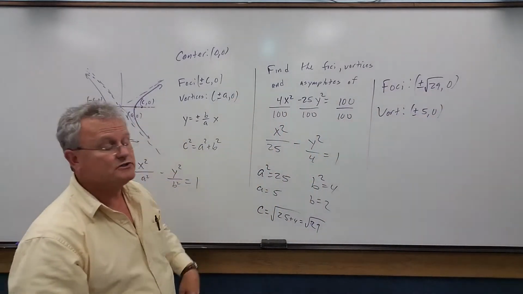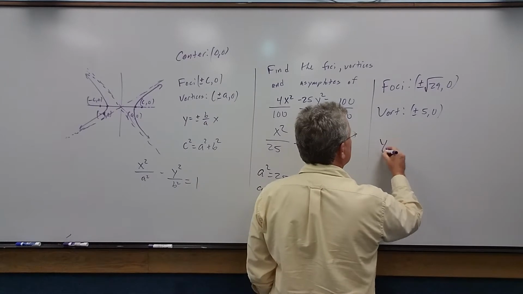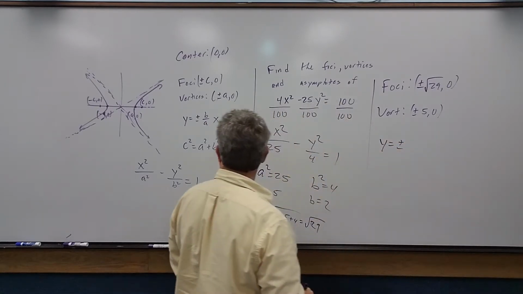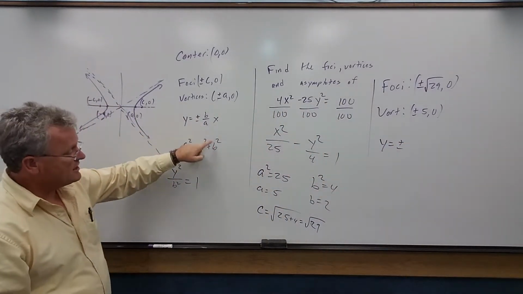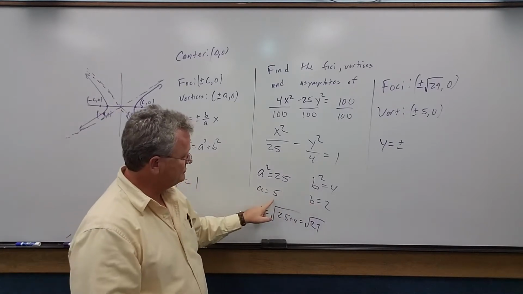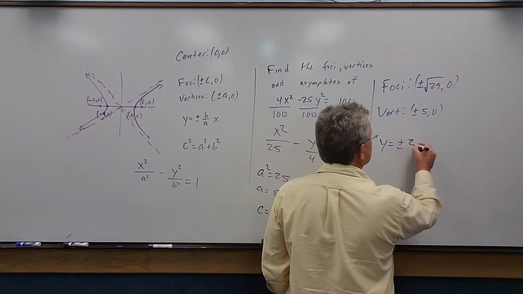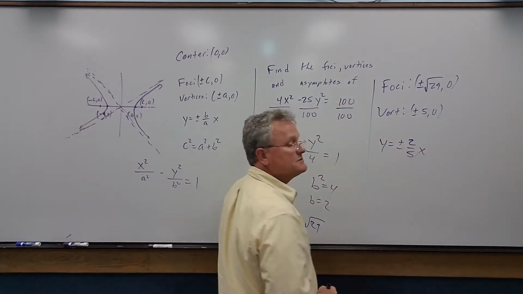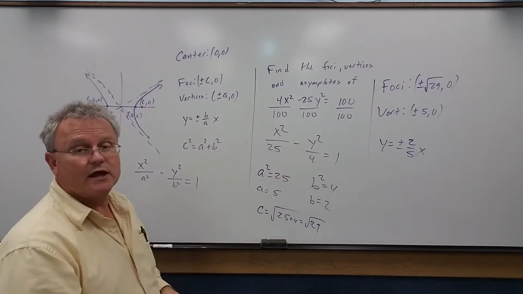What are the equations of our asymptotes? Well, y is equal to plus and minus b over a times x. b is 2, a is 5. So we get y equals plus and minus 2 over 5 times x. And that's what we got.